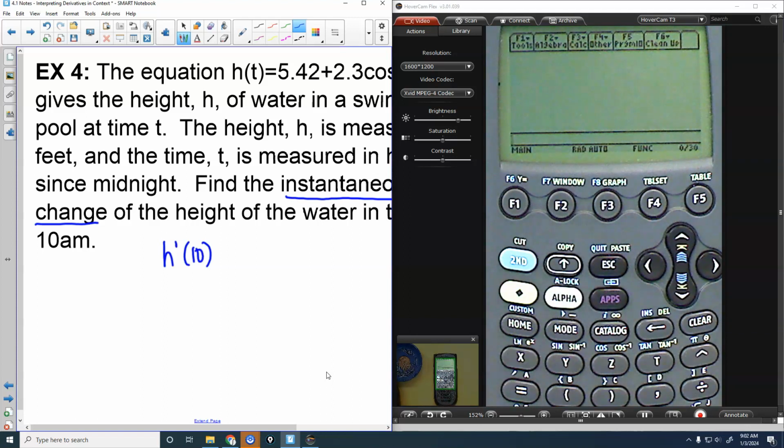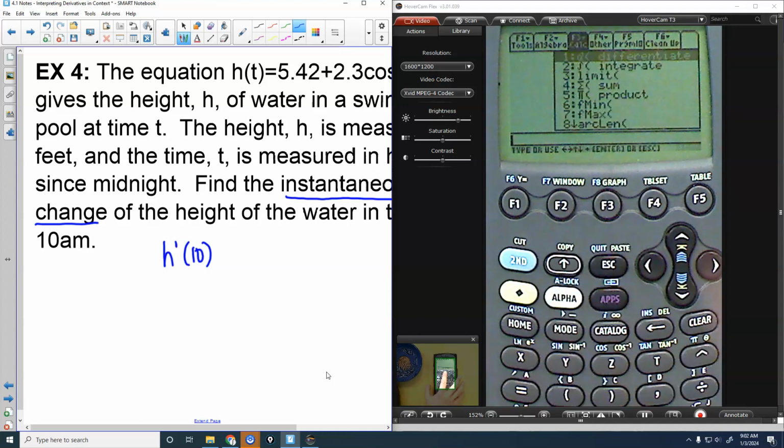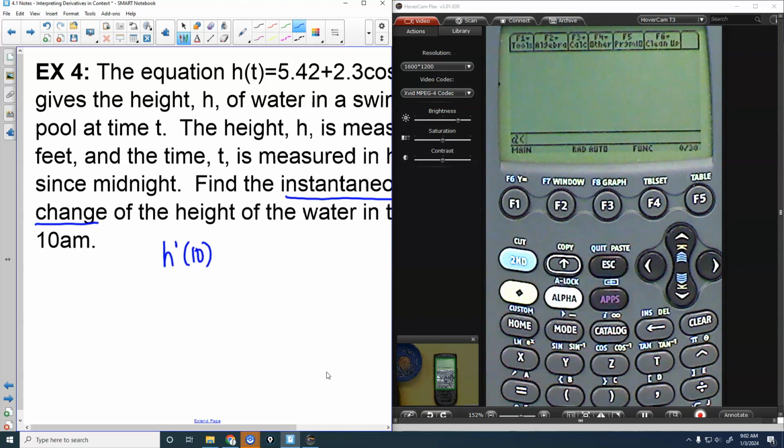Clear that out just so it doesn't get on the nerves. So we are wanting to find the derivative at 10. So I'm going to do F3, which is calculate, and it's going to say differentiate. Now, you've got two options here. Because I have put this in y1, I'm just going to type y1 of x, comma x, like that.